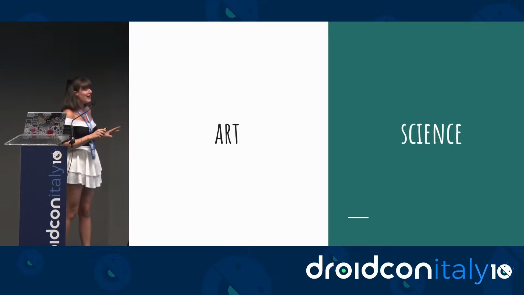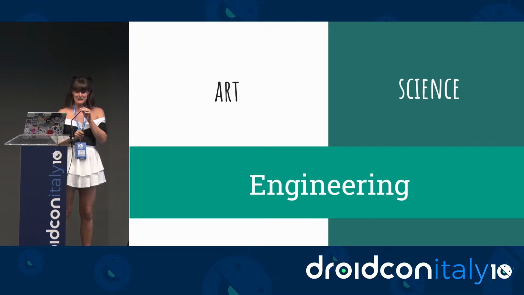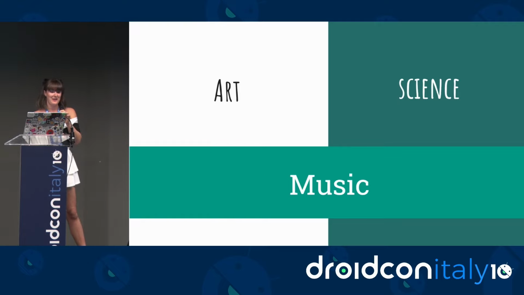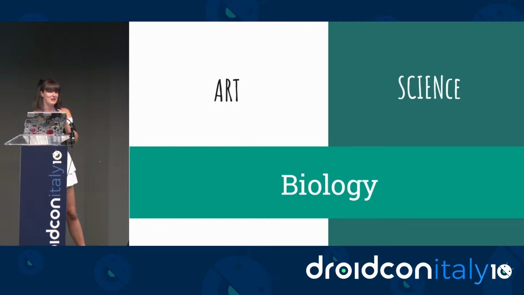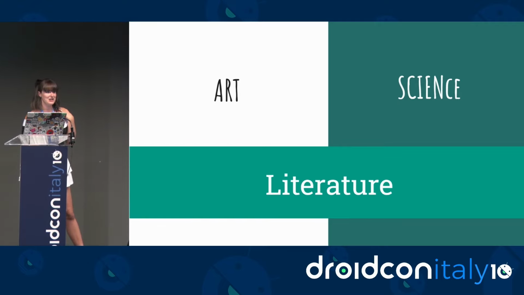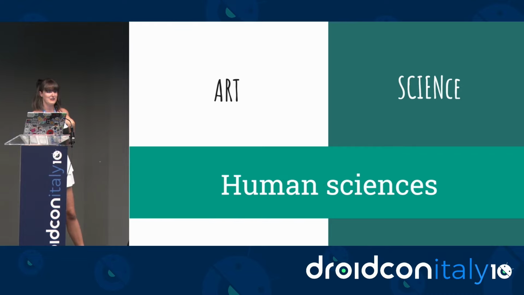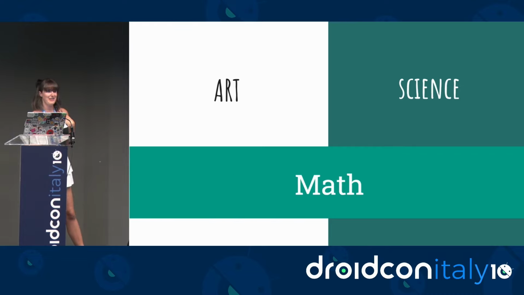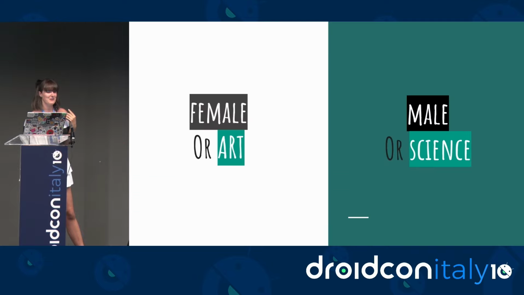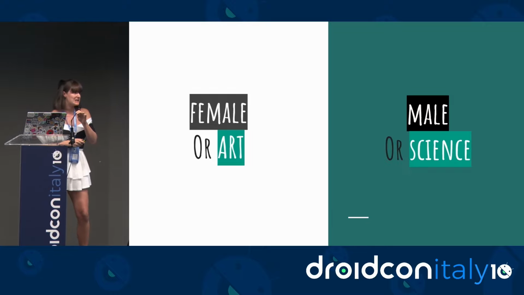Cool. Now we change categories. So art and science. Engineering, music, biology, chemical, literature, geology, English, physics, human sciences, math, sculpture. Was it harder, this one? No. Okay. But now we match things.